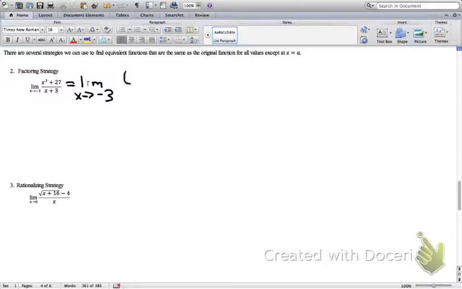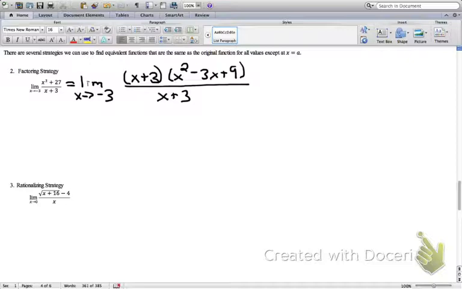So to factor this, we just have x plus 3 times x squared minus 3x plus 9, all divided by x plus 3. What you notice now is that we actually can go ahead and cancel those x plus 3's, giving us the limit of x squared minus 3x plus 9 as x approaches negative 3.